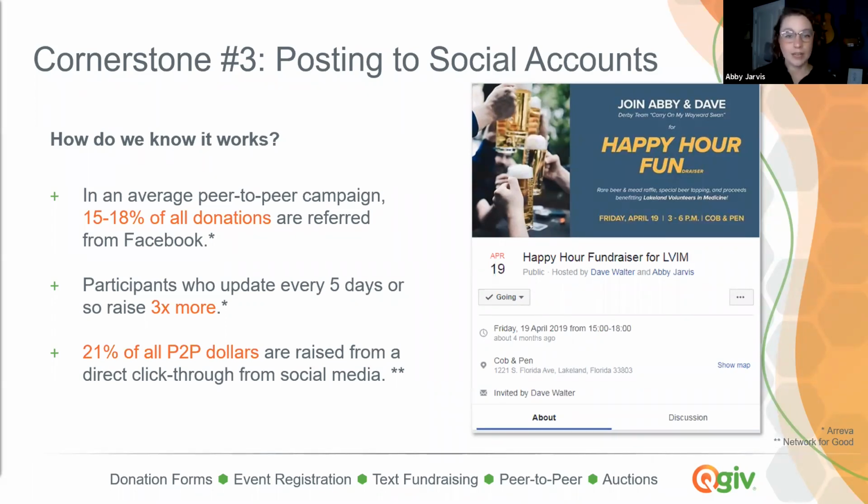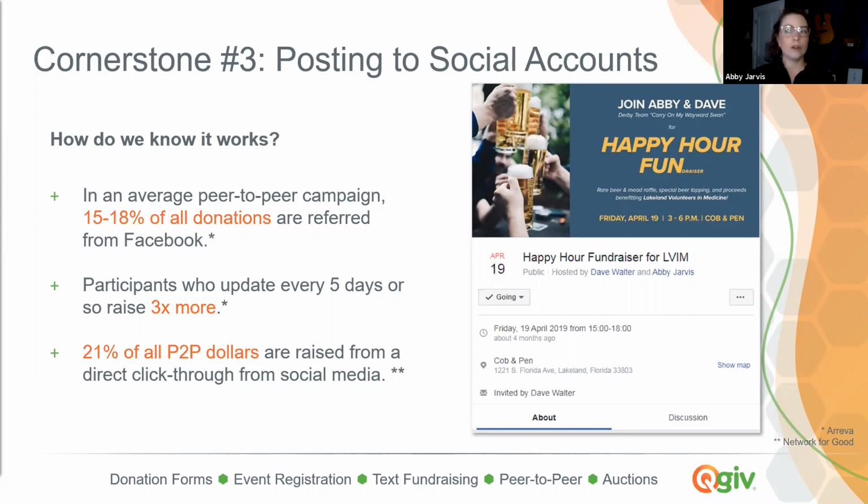The other thing that was interesting is that participants who post every 5 days or so raise 3 times the amount of money that their friends do if they're not posting. So it's not just posting once a week or once a month or periodically, it's every 5 days, so pretty active. Another thing that I thought was interesting was this note from Network for Good that 21% of all peer-to-peer dollars are raised from some form of social media. So 15 to 18% from Facebook, and the other percentages come from Instagram and Twitter and all of those other platforms that people are using.